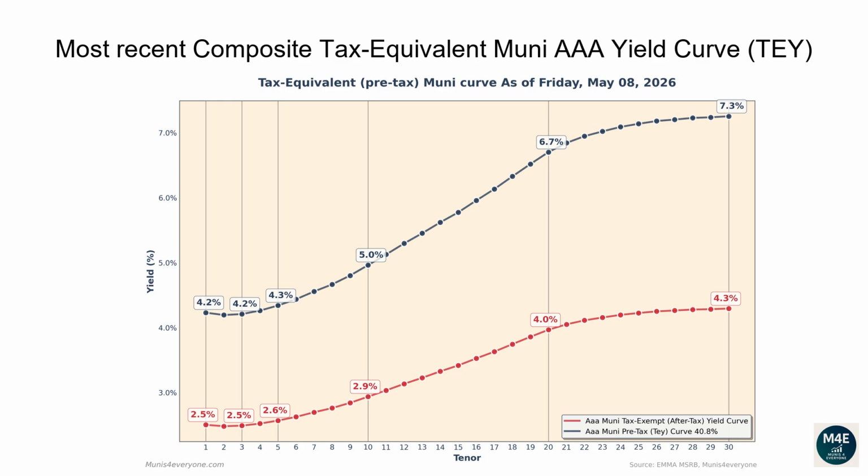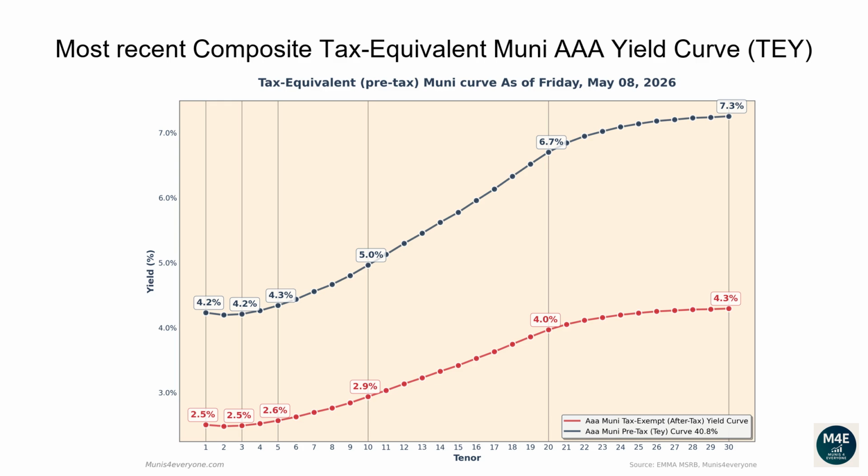Why would you care to see the tax-equivalent version of the Muni yield curve? More on this later. Let's first go over the pre-tax, aka tax-equivalent yield curve. The one-year tax-exempt yield is 2.5%, corresponding to a 4.22% tax-equivalent yield for investors in the top tax bracket.